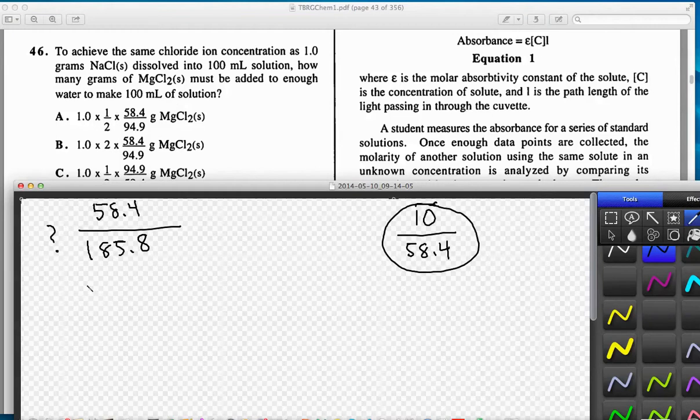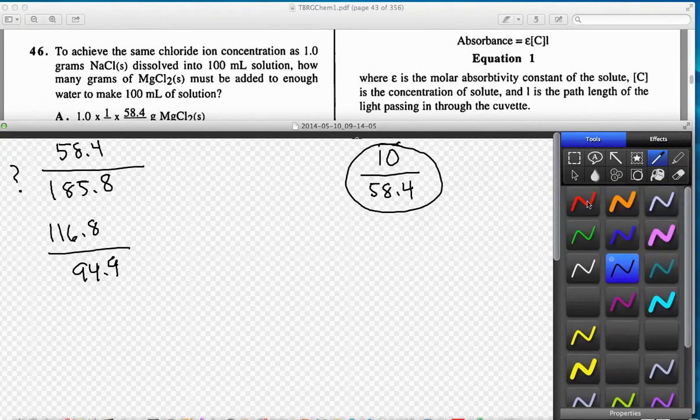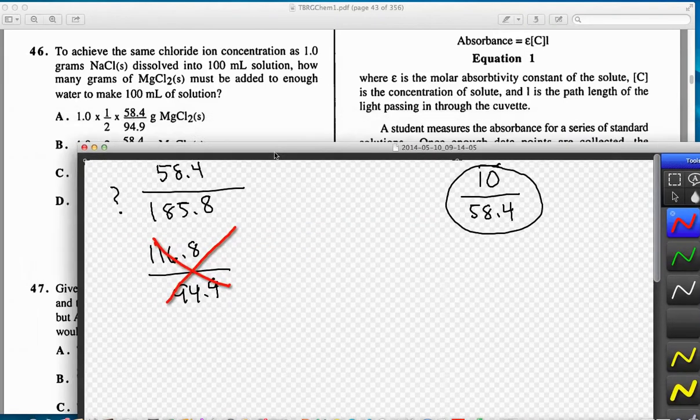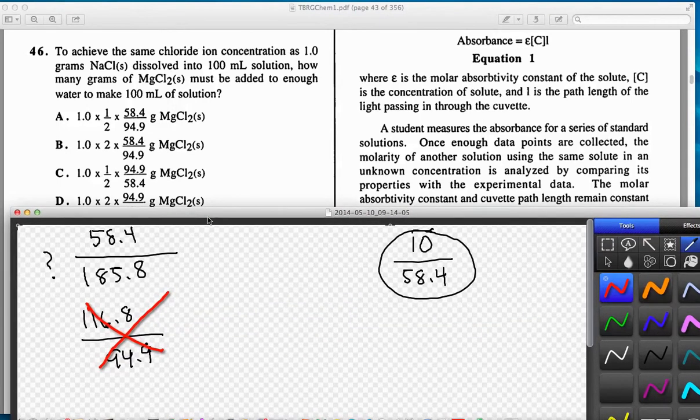This one is not ambiguous. This is 116.8 over 94.9. That's BS. So my favorite thing to do, and really, I like doing this on the MCAT because you get to say, screw you, I'm not picking that one. You don't get me this time. I mean, emotionally, that's very powerful when you can do that. Now, what's the difference between A and C? They've been flipped, haven't they? C sucks as well.